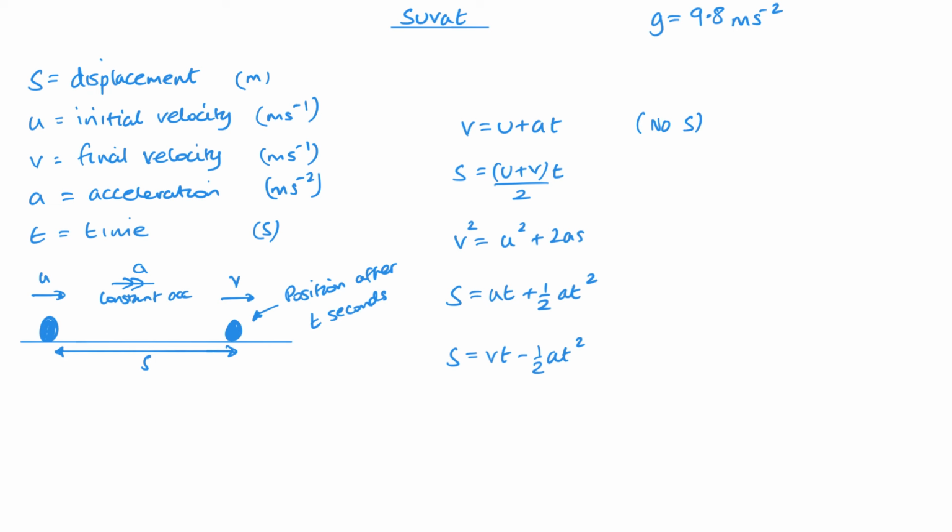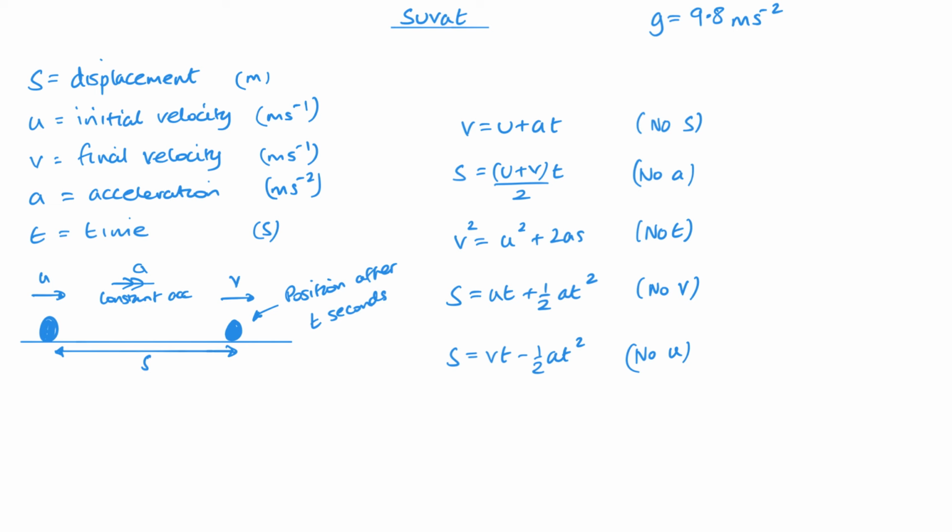So you'd use a formula based on what information you had and, essentially, what you didn't have. So v equals u plus at, you can see there's no s in there. My second one, you can see contains no acceleration. v squared equals u squared plus 2as has no time. s equals ut plus a half at squared has no final velocity. And very similarly, s equals vt minus a half at squared has no initial velocity.